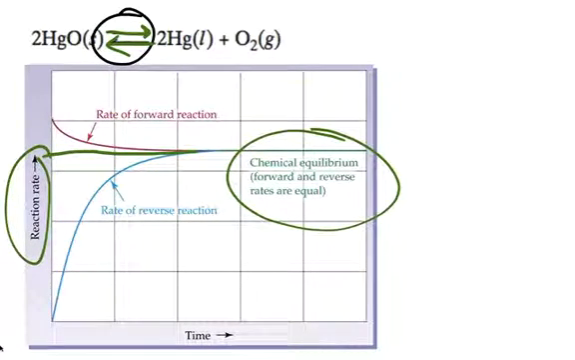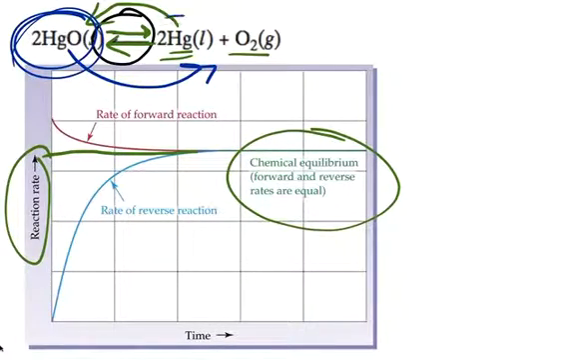So again, it doesn't mean that the reaction is not happening. This reaction is happening. These are still going together to make mercury oxide. Mercury oxide is still breaking apart to make mercury and oxygen. But those rates are equal, so it looks like we have the same amount, really, of stuff on either side. The amounts aren't changing.